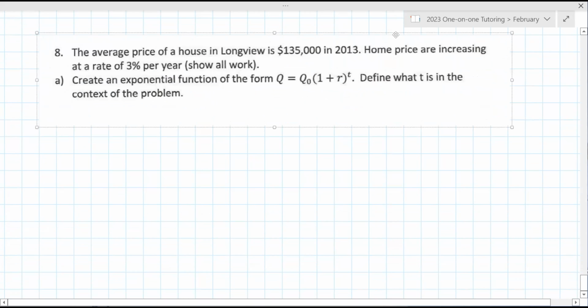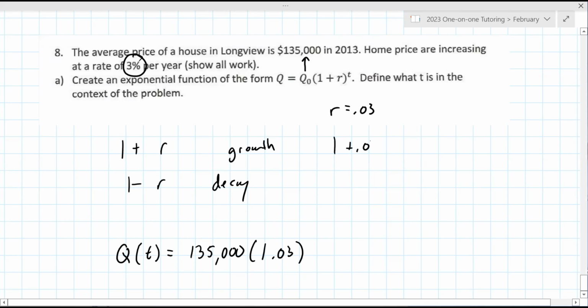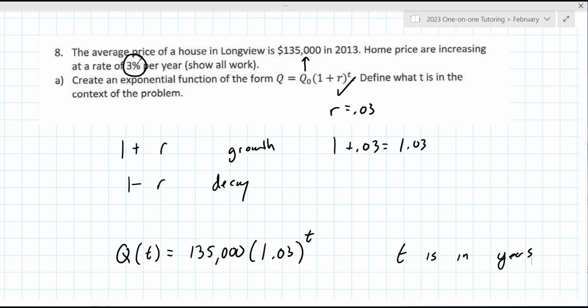All right. So I mentioned this earlier. 1 plus R is for growth, and then 1 minus R is for decay. And the R is the percent. Okay. So in your problem, R is 0.03. You never use percents. You always convert to decimals. And then the initial amount is the 135,000. So your function here is Q of T equals 135,000 times 1.03. That's the 1 plus 0.03 becomes 1.03 to the power of T. So that's the first part. T is in years. Okay. Any questions on that?